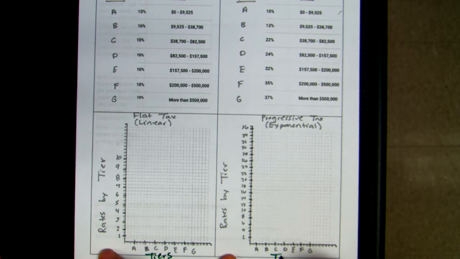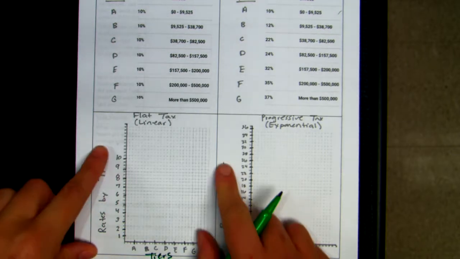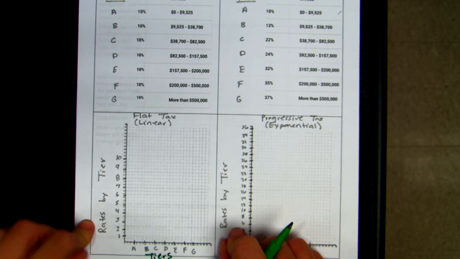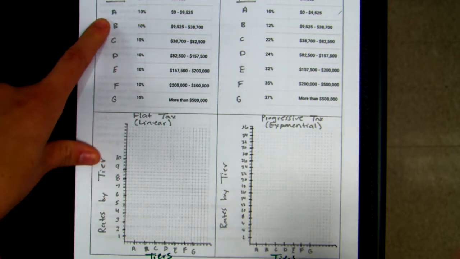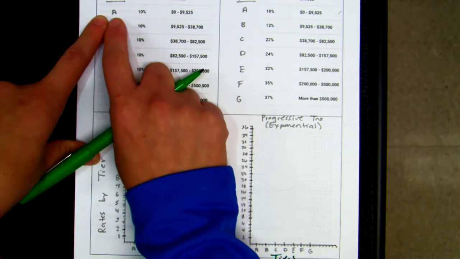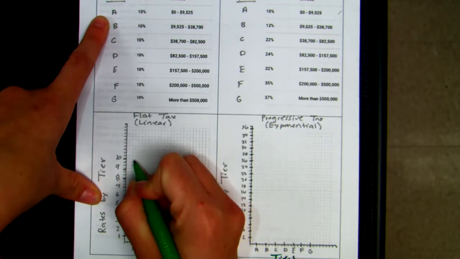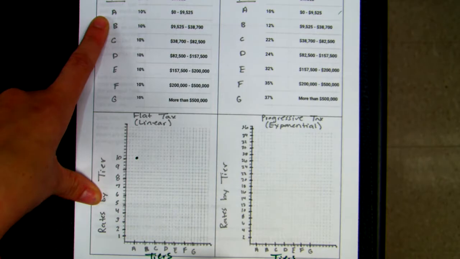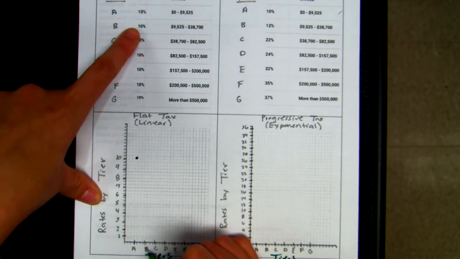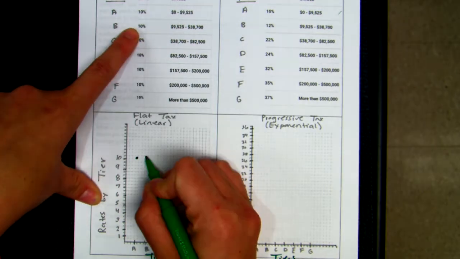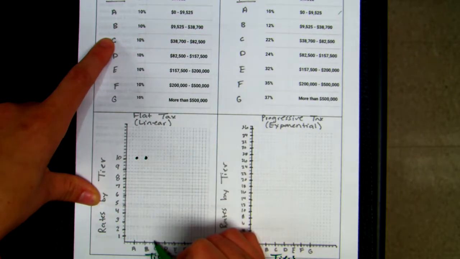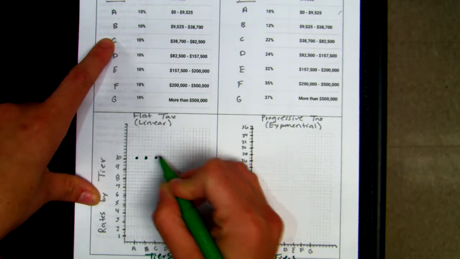Okay, on both x-axes, you have the tiers. On the y-axis, you have the rates by tiers. So let's graph this, okay? For tier A, we're paying a 10% tax. For tier B, we're also paying a 10% tax. Tier C, we're paying a 10% tax.